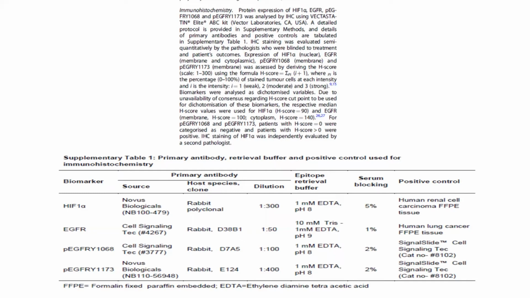They saw all 404 slides for each of the markers, and they gave us the intensity and the percentage positive cells. The score is then calculated by the formula sigma Pi × i, where Pi is the percentage of stained tumor cells and i is the intensity. They give intensity as weak, moderate and strong, so we have to assign numbers: weak is 1, moderate is 2, and strong is 3. Then you get an H score in the range of 1 to 300, and this H score is compared between the groups. Okay?